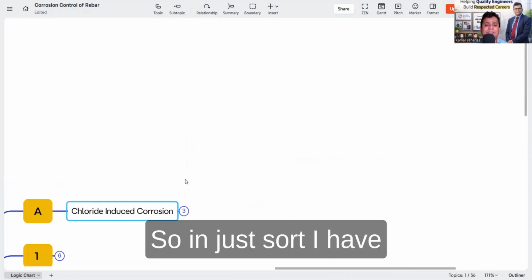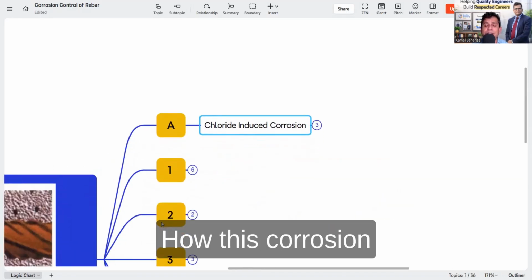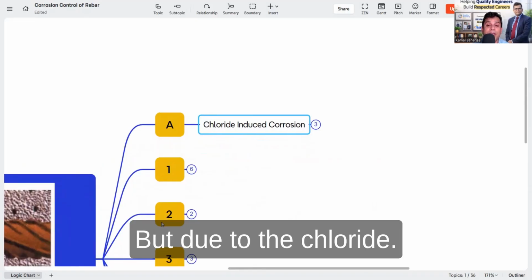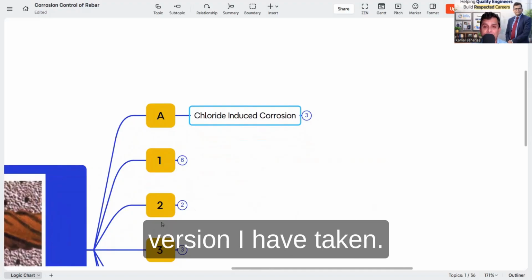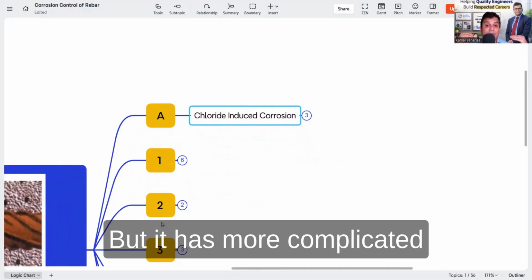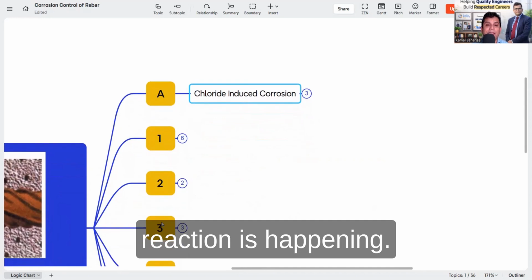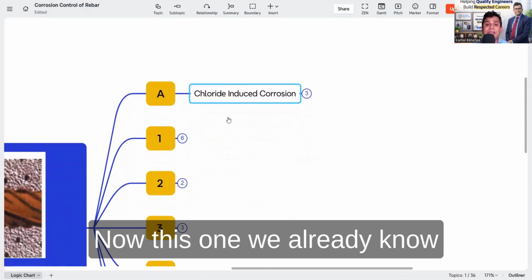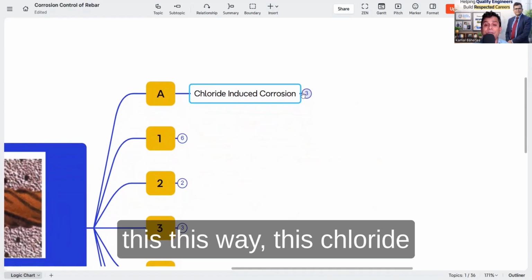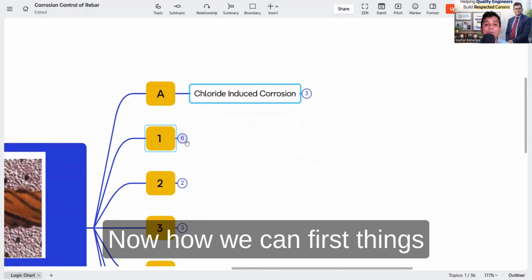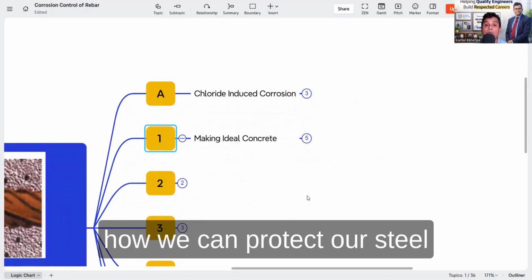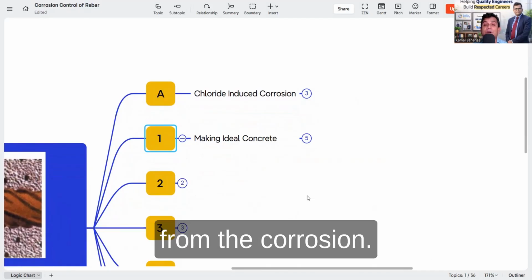So in short, I have just discussed how this corrosion is happening due to the chloride, but it is a simplified version I have taken, and there are more complicated reactions happening. Now this one we already know, this way the chloride is entering and corrosion is happening. Now, first thing, how can we protect our steel from the corrosion?